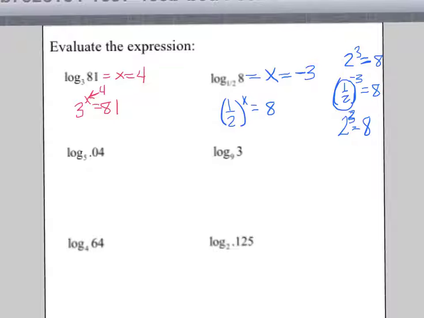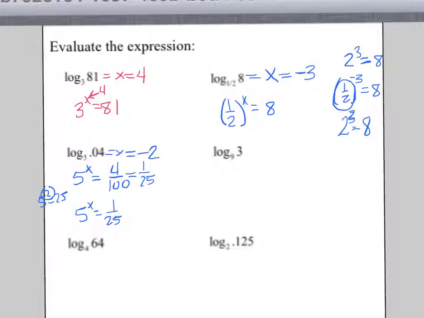Okay, the next one equals x. So 5 to what power equals 0.04. Now to help us out, let's write 0.04 as 4 over 100. So we'll put it in fraction form, 4 over 100. That still can be simplified, right? 4 over 100 is the same thing as 1 over 25, right? So now I have 5 to the x equals 1 over 25. Well, 5 squared equals 25. So if I want 1 over 25, I'm going to need that 2 to be a negative. So x equals negative 2.